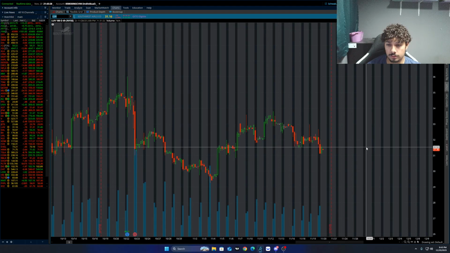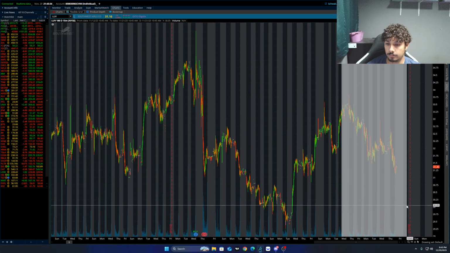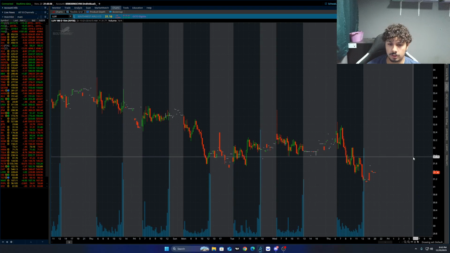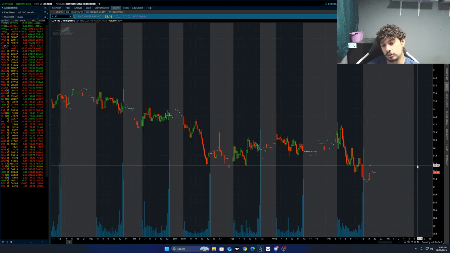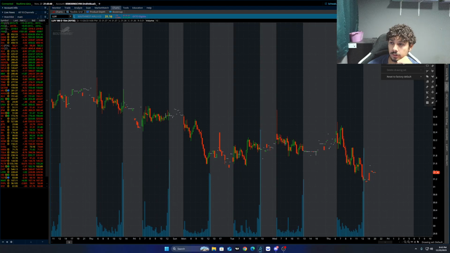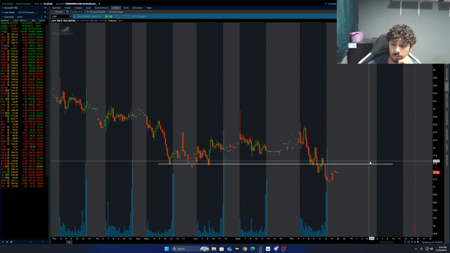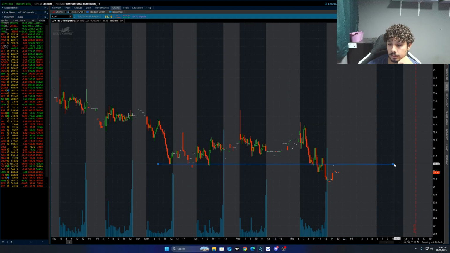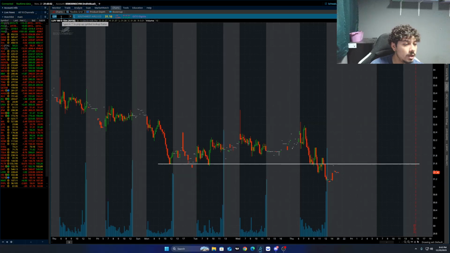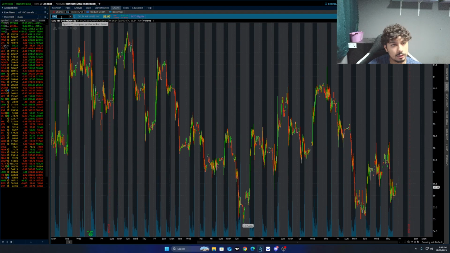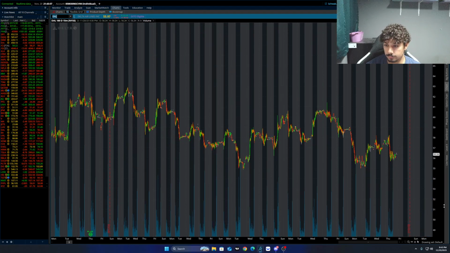Nothing going on. It does look like it's sort of testing that area. Let's look at the smaller time frame. The same thing. This is also another one I don't really like to trade, but I would say anything below this level is a short. So anything below that, short it. Anything above, long it. That's LUV. DAL is next.